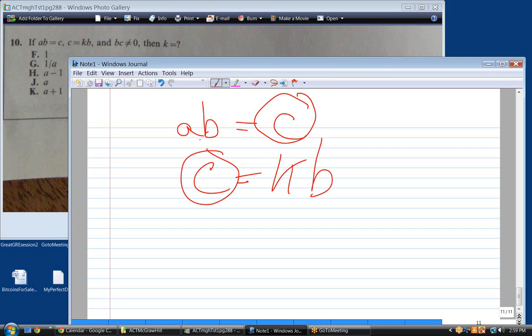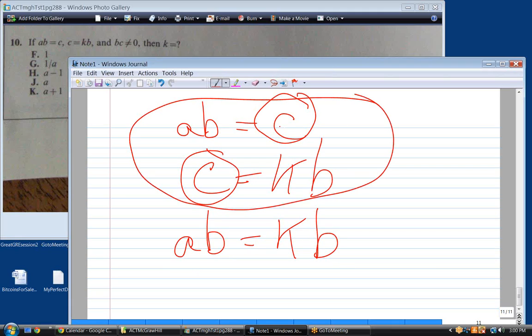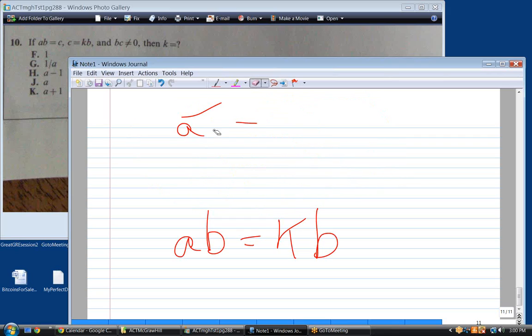If AB is equal to C and C is equal to KB, then what can I say about AB and KB? They're equal. Yes. Very important concept. If you have a variable that's equal to something and the same variable is equal to something else, well then the something is equal to the something else. Okay?